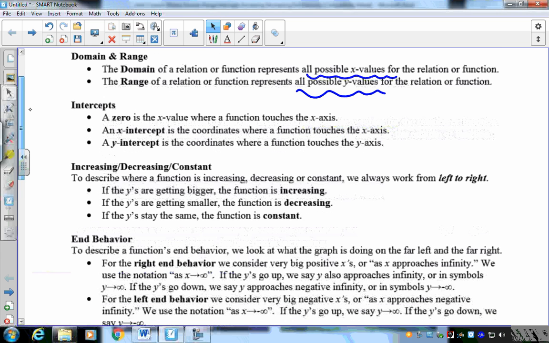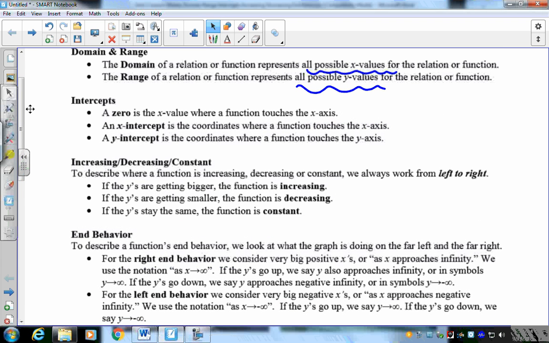The next thing we'll talk about are intercepts, which are just what they sound like, where something is crossing another part of the graph. So an x-intercept is where it's touching the x-axis. A y-intercept is where it's touching the y-axis. Right, we're also going to talk about the concept of zero. And a zero is the x value where a function touches the x-axis. So pretty much zero and x-intercept are the same things.